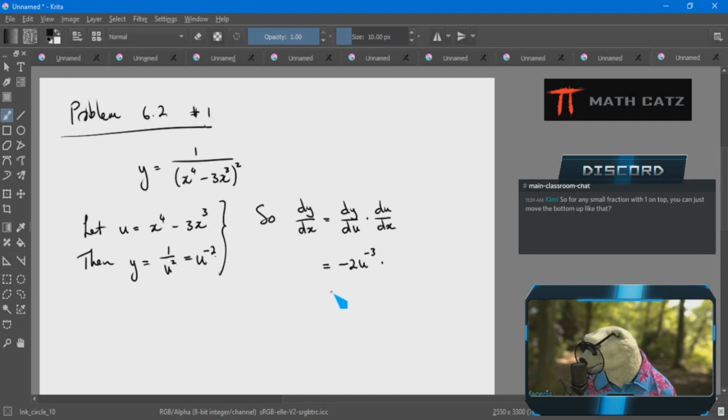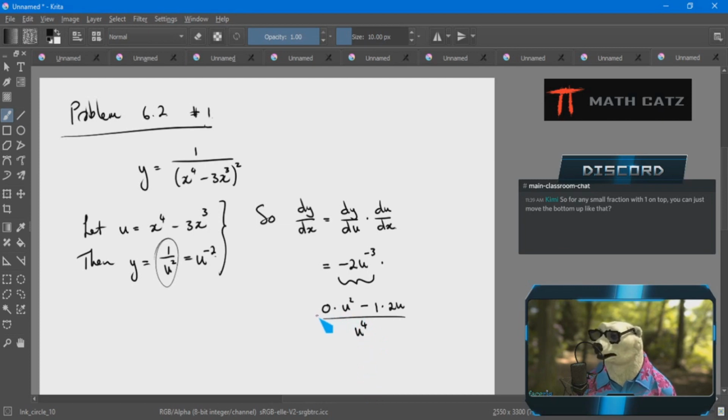Now I'll show you in a second that you could have seen this as a fraction, a quotient, and used the quotient rule. I guess let's just do that now. If you want to use the quotient rule on this, it's going to be the derivative of the top, which is 0, times the bottom, minus the top times the derivative of the bottom, over the bottom squared.